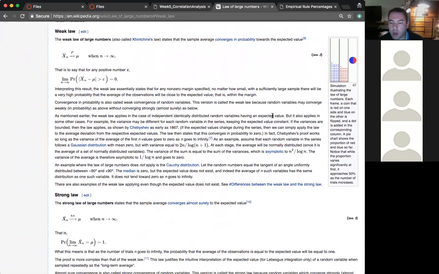So the reason why these rules work is what I was saying before, that there's a law of large numbers, and let me show you an example of that.